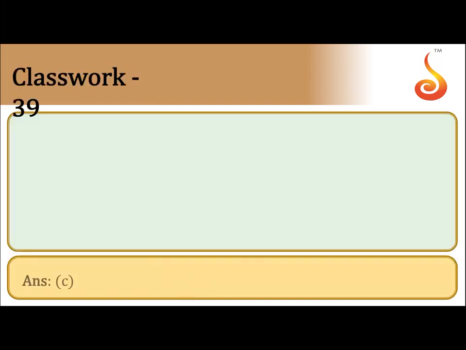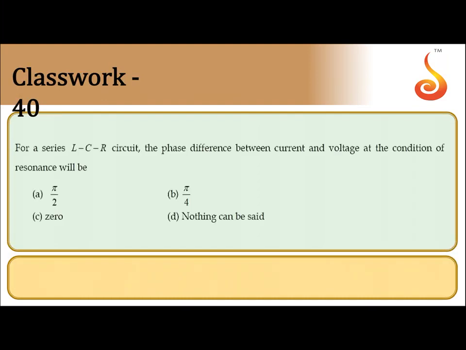So it's a direct, simple question. Next we'll move on to next one. For a series LCR circuit, the phase difference between current and voltage at the condition of resonance is. So at resonance, phase difference between current and voltage is 0. It is option C.